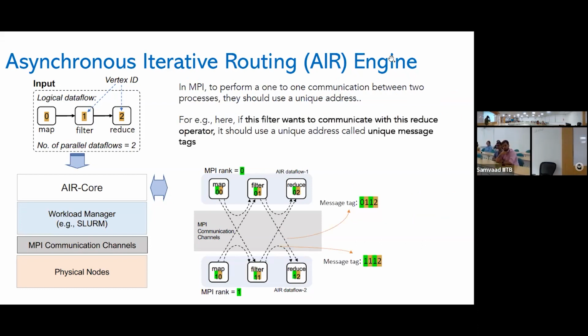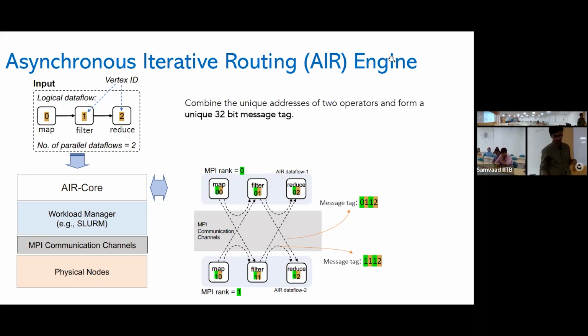If you're familiar with MPI, to establish communication between two processes or two threads, it should use a unique 32-bit address, right? For instance, here, if a filter wants to communicate with the reduce operator, they each have a unique 16-bit ID. They can combine those together and form a message tag, which is again unique, which can be used for establishing one-to-one communication between filter and reduce. So it's quite easy in this construction to have unique addresses. So we have these 32-bit tags for all the one-to-one communication.